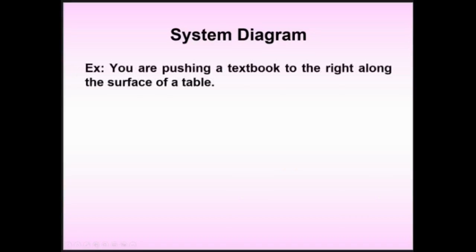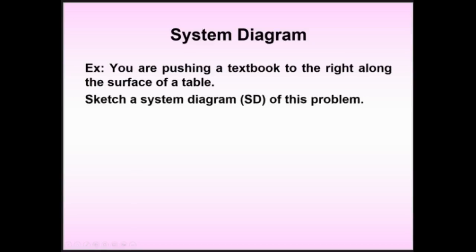Okay, system diagram. You are pushing a textbook to the right along a surface of a table. The question is, sketch a system diagram of the problem. All right, tell me what objects are mentioned in the problem. Table. By the way, do you need to sketch the whole table? Because the book is only touching the table's surface. So imagine you sketch the surface and maybe a little bit of each leg and that's it. That's one thing. What else? Textbook. Thank you. Some kind of a pushing agent. Yes. Anything else? Or that's it?